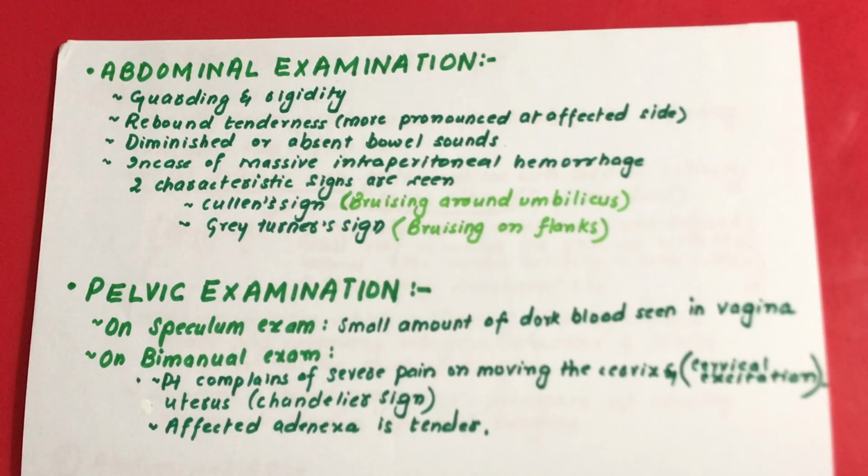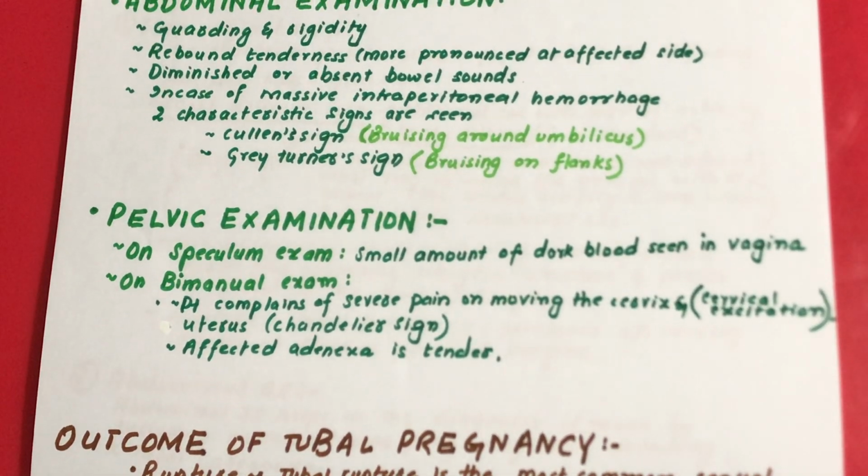In case of massive intraperitoneal hemorrhage, two characteristic signs are seen, that is Cullen sign, which is bruising around the umbilicus, and Grey Turner sign, which is bruising on the flanks. That is a very characteristic sign of intraperitoneal hemorrhage. Then on pelvic examination, on speculum examination, a small amount of dark blood may be seen in the vagina, and on bimanual examination, the patient complains of severe pain on moving the cervix or the uterus, also known as chandelier sign, and the affected adnexa is also tender.